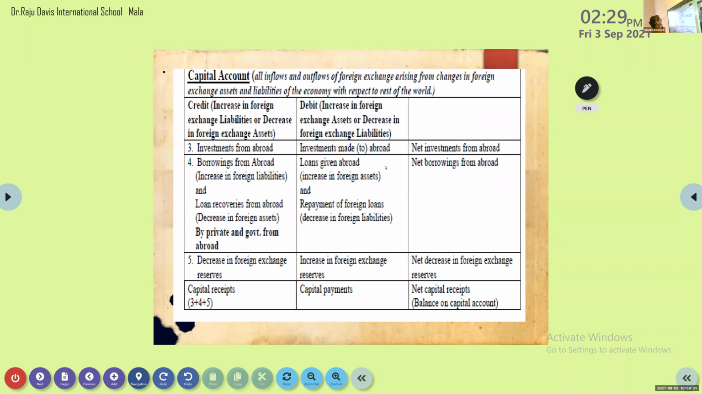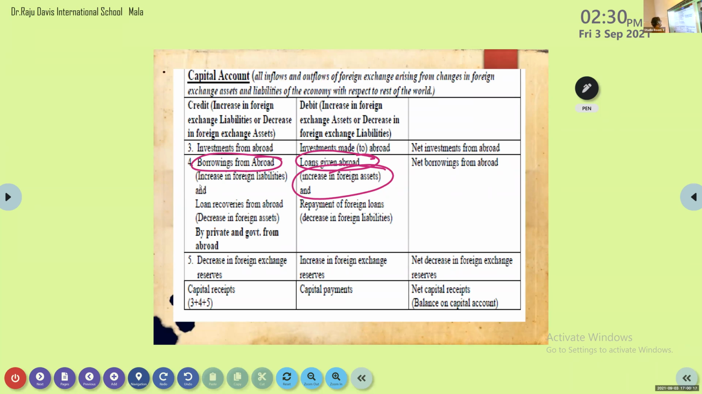So the first one I told you, borrowings and lendings. Borrowings from abroad will be marked on the credit side. Loans given abroad, we are giving it outside, we are using up foreign exchange, so that comes under the debit side. But at the same time, you can see it is an increase in the foreign asset. So just keep this in your mind: any inflow is marked on the credit side, and any outflow, anything where we are using foreign exchange, maybe it is increasing our asset, but that comes under the debit side.